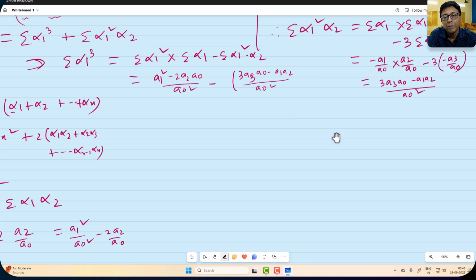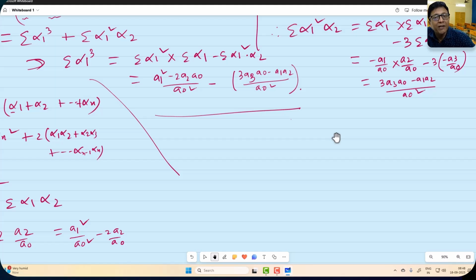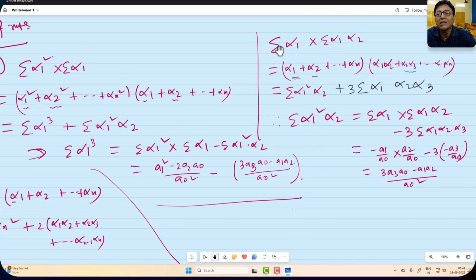Hope you have understood how to find it. So the strategy is very simple. Sigma alpha 1 cube we are finding. That's why I started with sigma alpha 1 square into sigma alpha 1. And sigma alpha 1 square alpha 2 was required. We started with the product sigma alpha 1 into sigma alpha 1 alpha 2, because we are sure that we'll get a term like sigma alpha 1 square alpha 2.